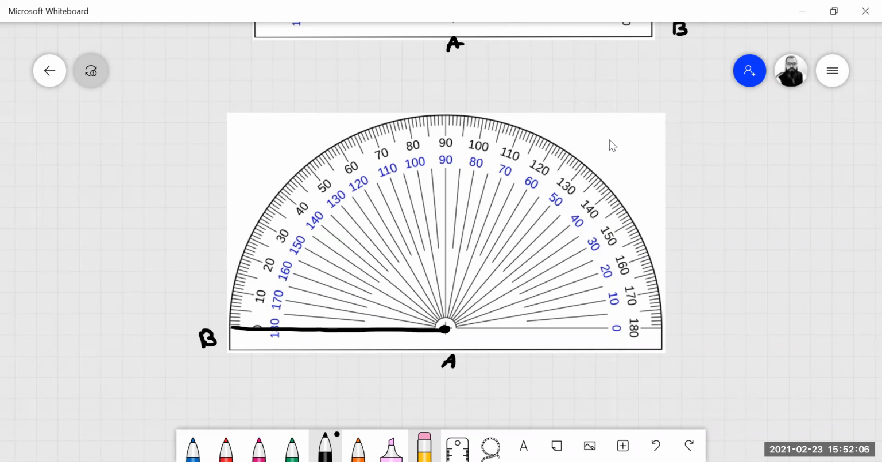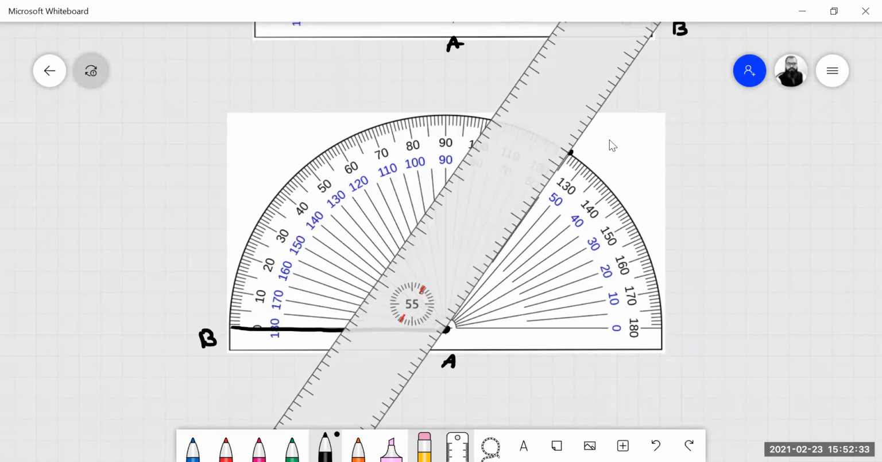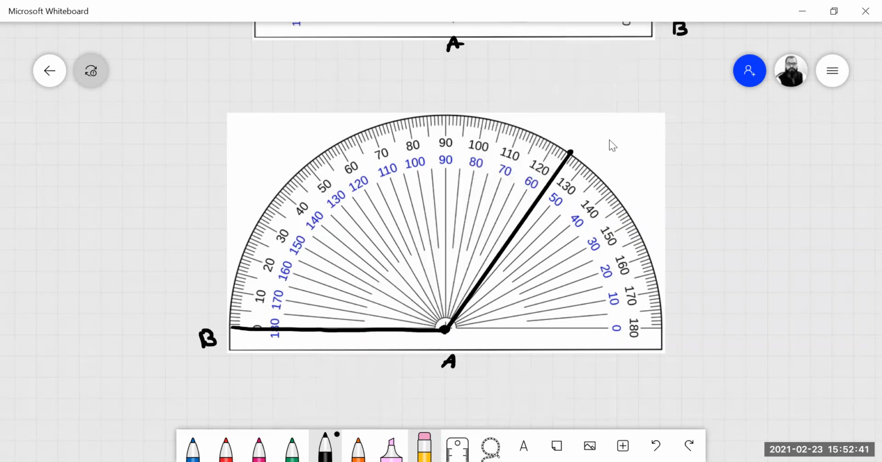So where will the 125 be? 125 will be here, at this point. Make the dot between 120 and 130. Now you can remove your protractor, use the scale and draw the line between these two points. Yes, like this. So this is now the angle from here to here, 125.